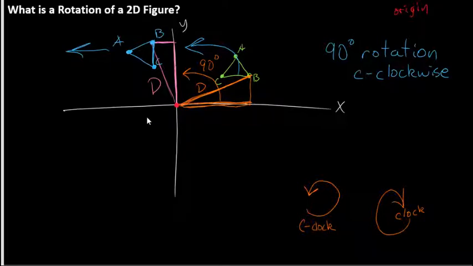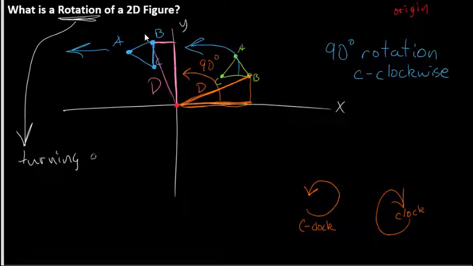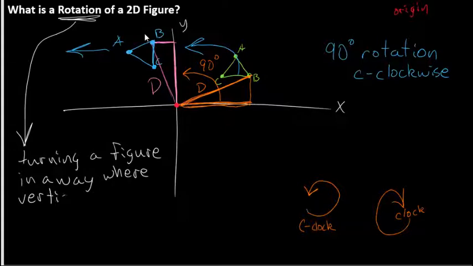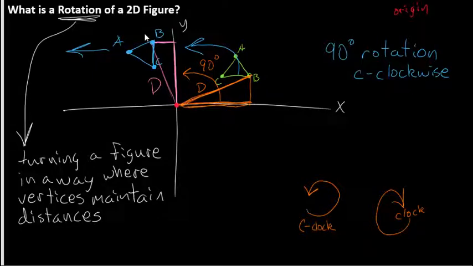So basically, in the most basic language that I can think of, what we're doing is we're turning a figure in a way where vertices, again, maintain their same distances, right? So they maintain distances, except they're maintaining distances from a center of rotation.